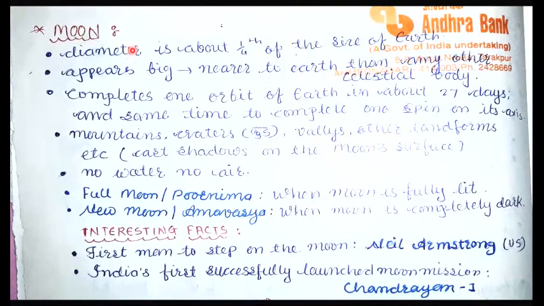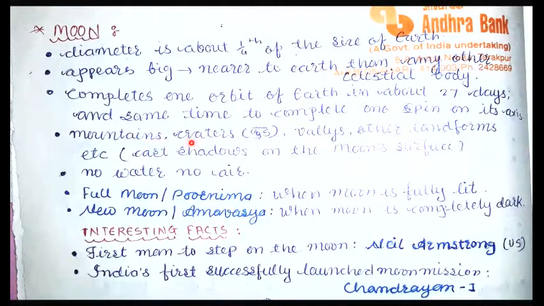Now next is moon. So Chanda Mama, we all know. Its diameter is about 1/4 of the size of the earth. Okay, हमारी अर्थ से काफ़ी छोटा है. अगर हमारी अर्थ के 4 टुकड़े किए जाएंगे तो एक टुकड़ा जो है वो मून का होगा. It appears big because it is the only satellite that we can see with our eyes, nearer to the earth than any other celestial body. It completes one orbit of the earth in about 27 days and takes the same time to complete one spin on its own axis.